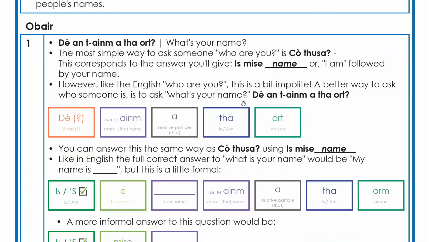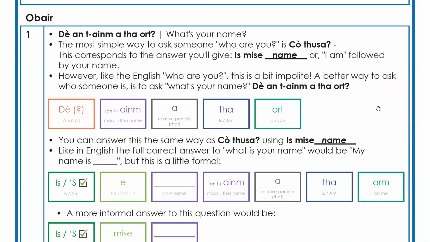So, the more polite way to ask what somebody's name is, like you would do in English, what's your name? We'll see this phrase broken down here. We have a question first. What? And in this phrase, we use the definite form of the noun. So, it's what is the name that is on you.